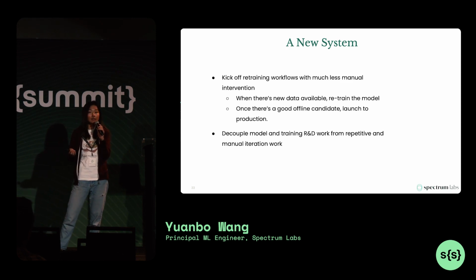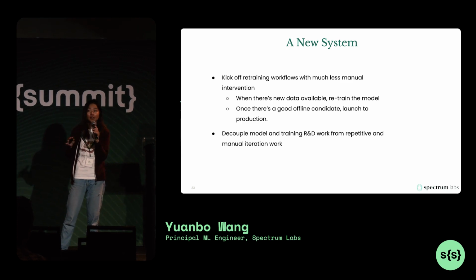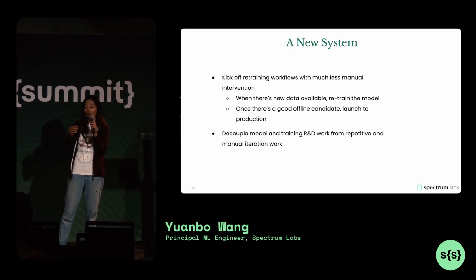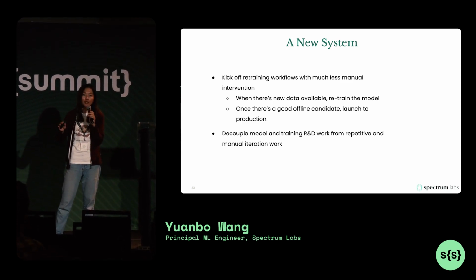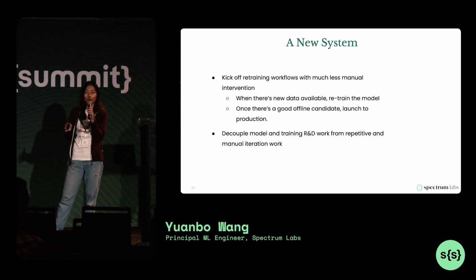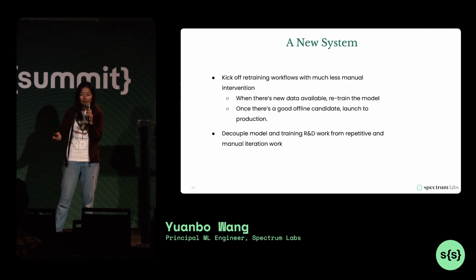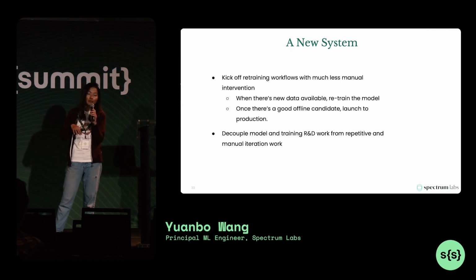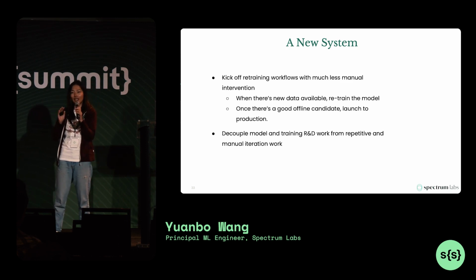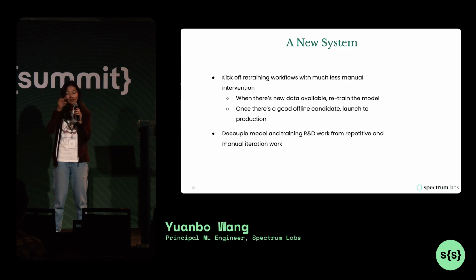Alternatively, data scientists can do whatever research they do, but if they have a candidate model ready to go into production, they will just use this automatic training workflow to launch a model directly into production. So it reduces the friction between data science and engineering. Again, this decouples the work between model development and serving, so that it reduces the friction among that life cycle.